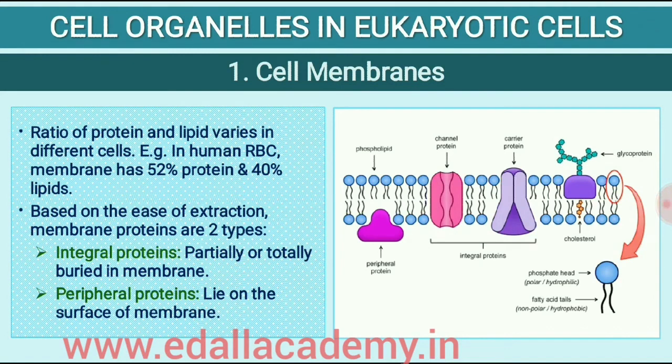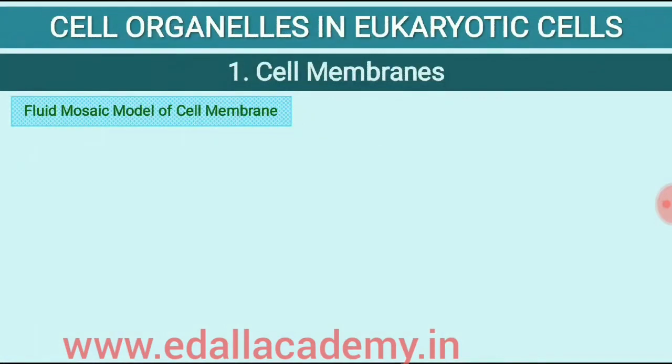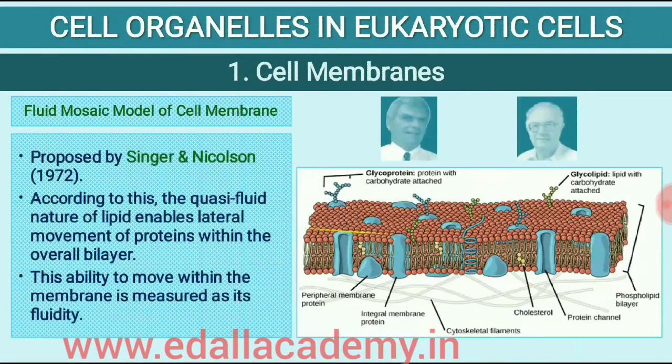Depending on the ease of extraction, membrane proteins can be classified as integral or peripheral. Peripheral proteins lie on the surface of the membrane while the integral proteins are partially or totally buried in the membrane. An improved model of the structure of the cell membrane was proposed by Singer and Nicolson, 1972, widely accepted as the fluid mosaic model. According to this, the quasi-fluid nature of lipid enables lateral movement of proteins within the overall bilayer.